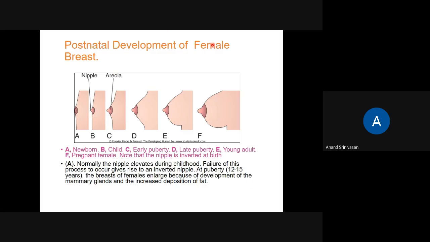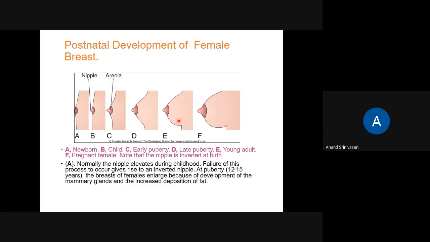The postnatal development of the female breast: usually in the newborn, there are not many changes. Around puberty, there are several changes in the breasts. These are called Tanner's stages of development.